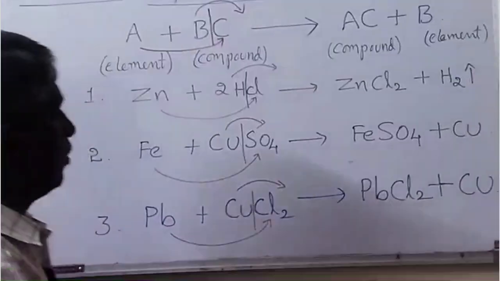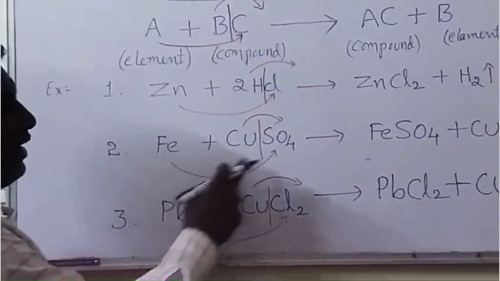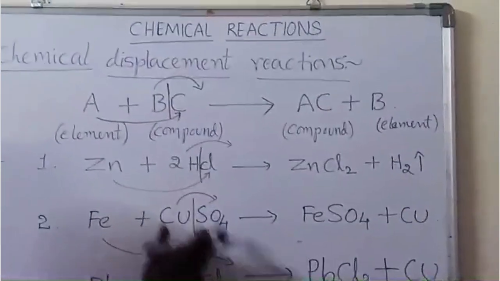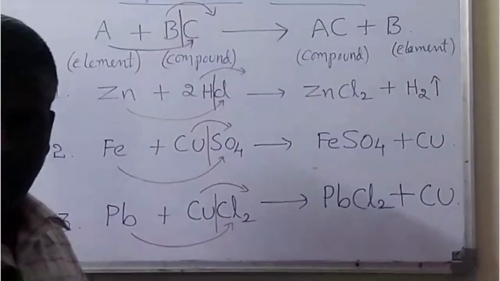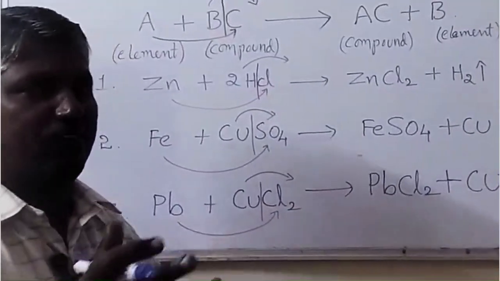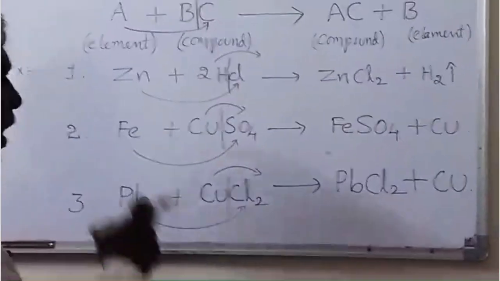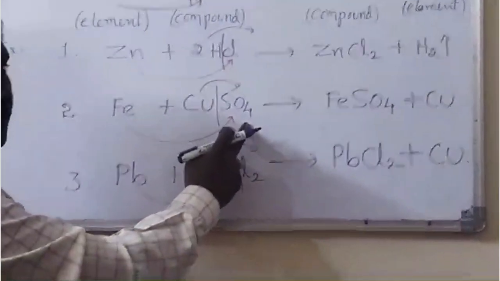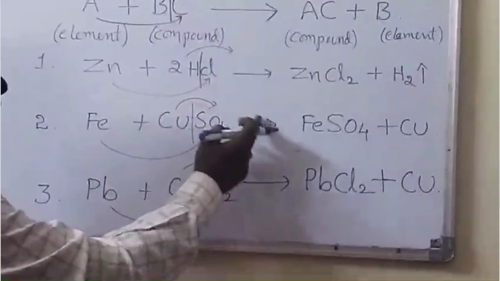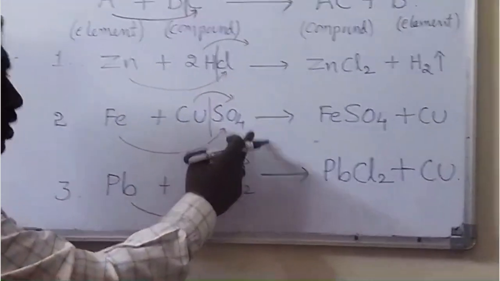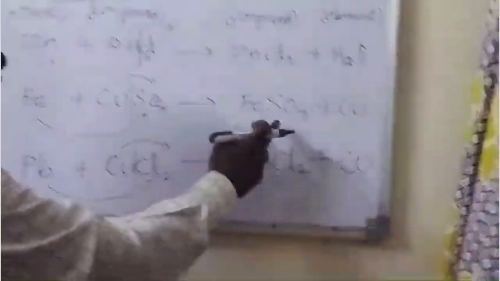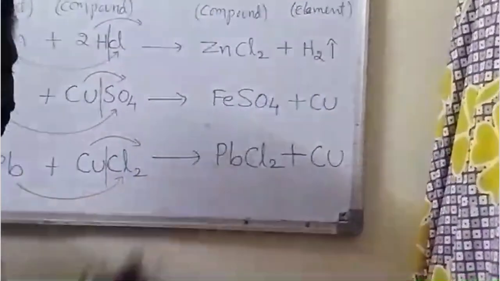And the next one. Iron reacts with copper sulfate. Here copper sulfate is a compound. It is a mixture of copper and sulfate. Therefore, iron combines with sulfate, then copper will be separated. Fe plus CuSO4 gives rise to FeSO4 plus Cu.